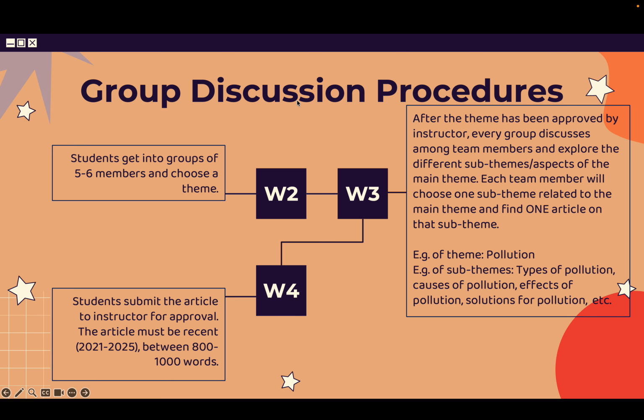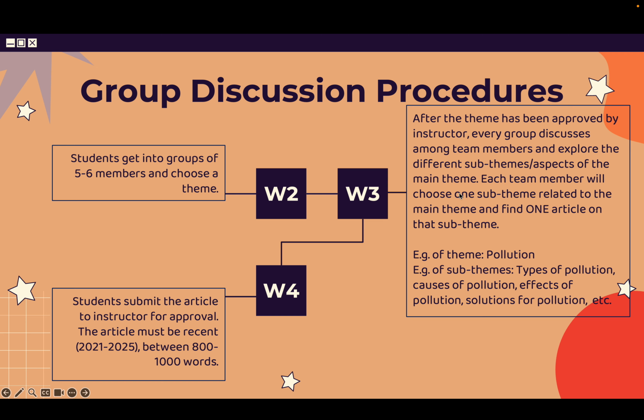So these are the procedures. They have to do bit by bit each week leading up to the group discussion evaluation. In your first class, they should get into groups of 5 to 6 and then choose a theme. They can choose any theme they want. It is up to them, as long as it's doable. After the theme has been approved by the instructor, every group discusses among team members and explores the different sub-themes or aspects of the main theme.